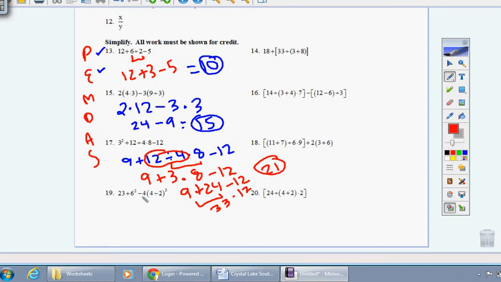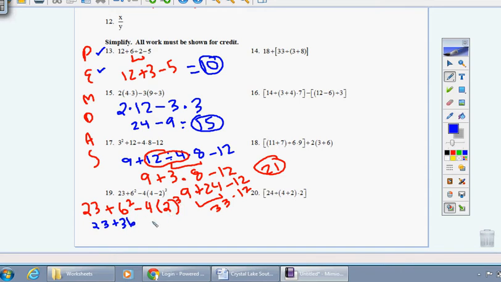Alright. Number 19. Let's do our parentheses first. I have that 4 minus 2 in parentheses, so I have to deal with that. So I'm going to have 23 plus 6 squared is going to give me 36. Okay, actually let's hold off on doing that because I want to just do our parentheses first. Minus 4 times 2 cubed. Now we can do our exponents. So 6 squared is 36, so I have 23 plus 36.